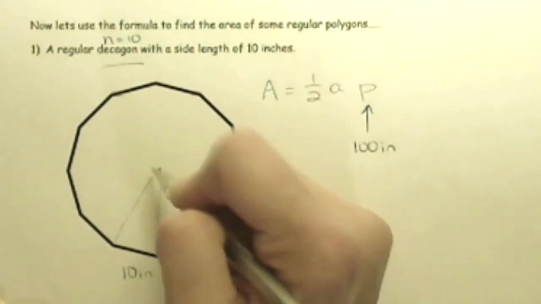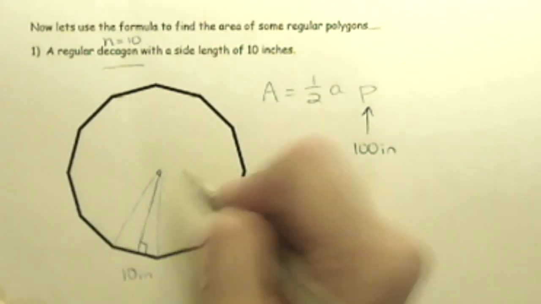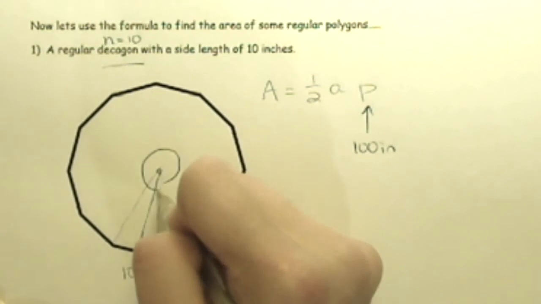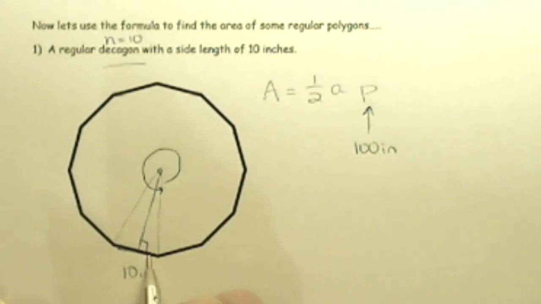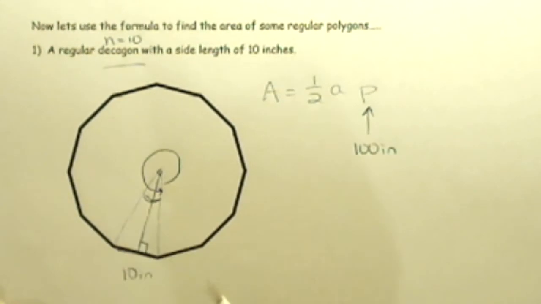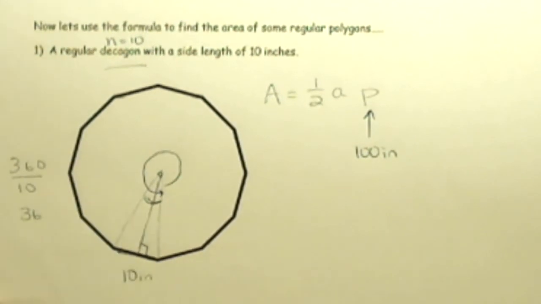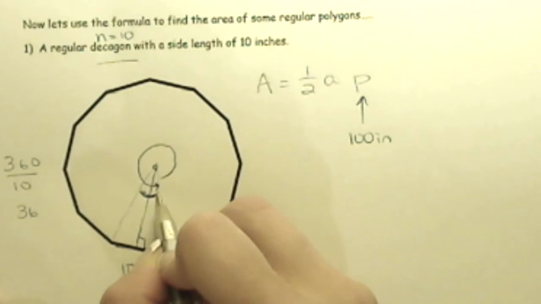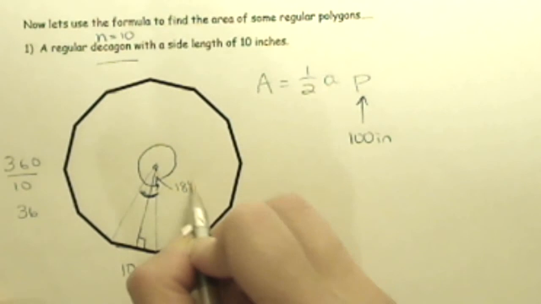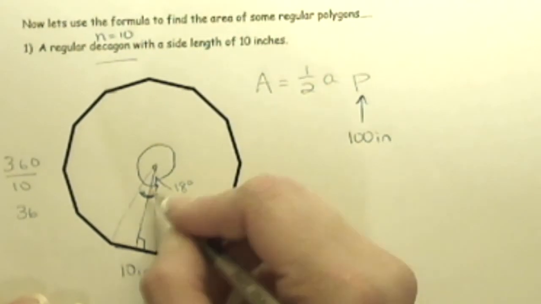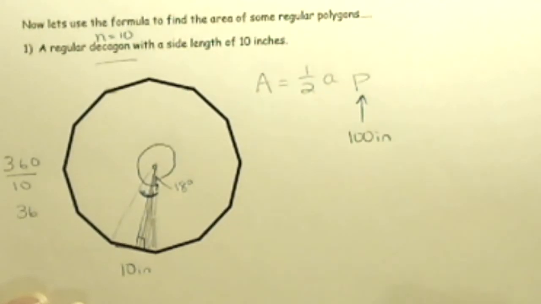Now we have to work to find the length of that apothem. If I go from here all the way around, that's 360 degrees, and this triangle is 1/10 of that. So this angle through here is 1/10. 360 divided by 10 is 36. Then I have to take that 36-degree angle and split it between the two, meaning that this angle right here is 18 degrees.